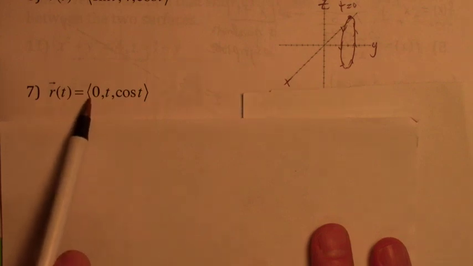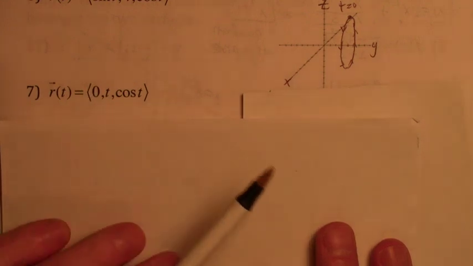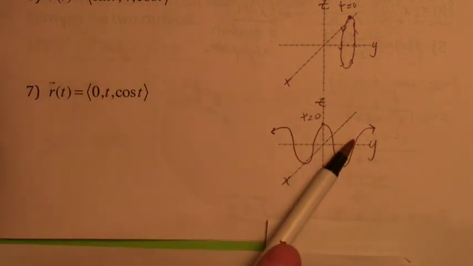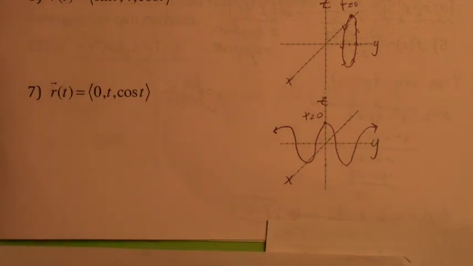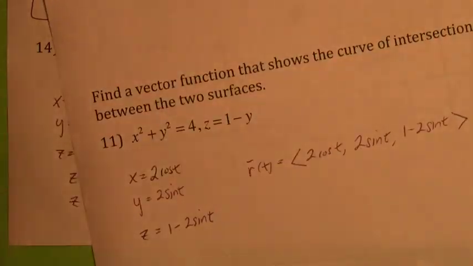Okay, notice y is always 0, and x is always 0, so you're in the yz plane. Isn't this the cosine function in the yz plane? So make sure you know x is 0. So this is just the cosine function, but it's in the zy plane, isn't it? Interesting, huh?